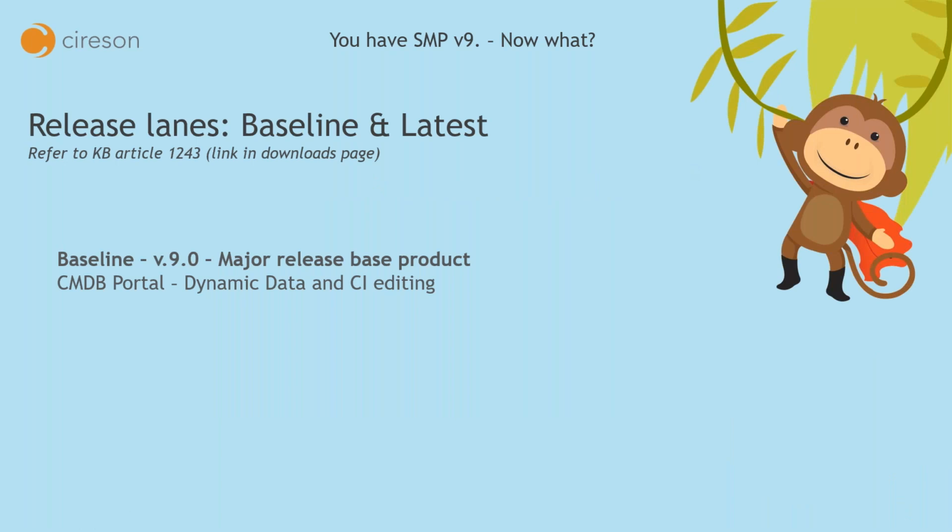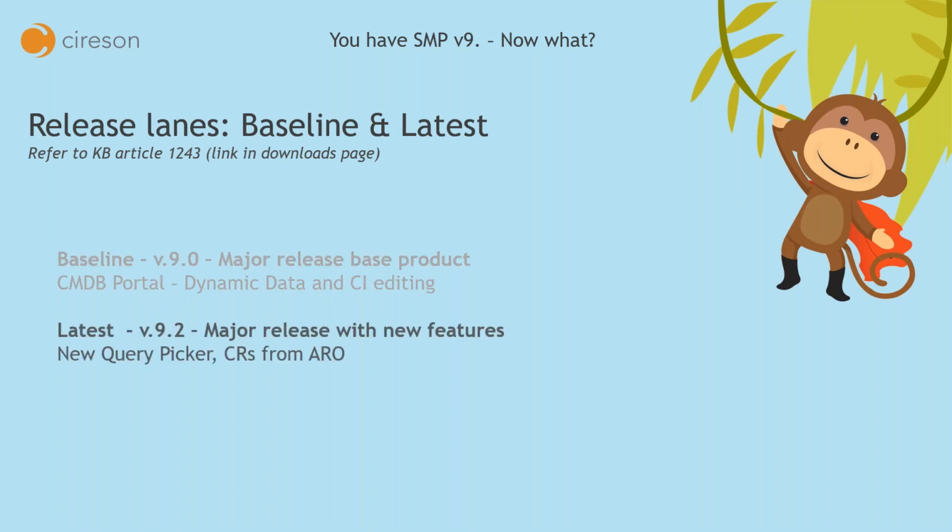Real quick, there's an article on the downloads page, when you go to the page to get the product, that links to a reference article. And in a nutshell, the baseline is the major release of the base product, the 9 signifying a major release from Cireson. In the base product major release, which is showcased in the CMDB portal, there are elements of the dynamic data features and CI editing, configuration item editing, and that really makes up the baseline product.